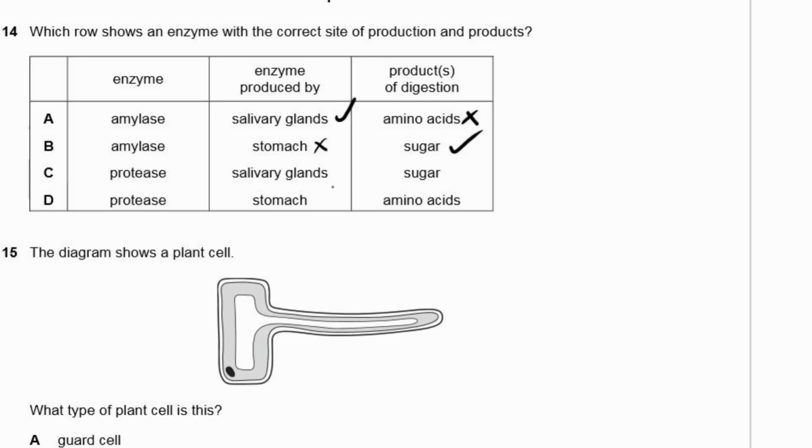Protease, is that in the salivary glands? Nope. That's in the stomach and small intestine, and it breaks down into amino acids, not sugar. So it's not that one. Protease, stomach, yep. And it breaks down into amino acids? Yes. So the answer here is D.